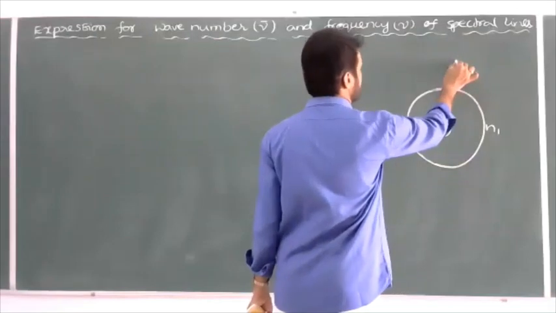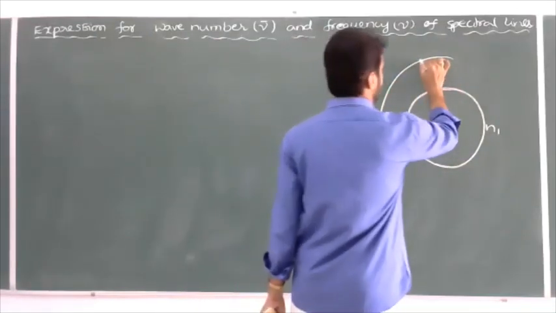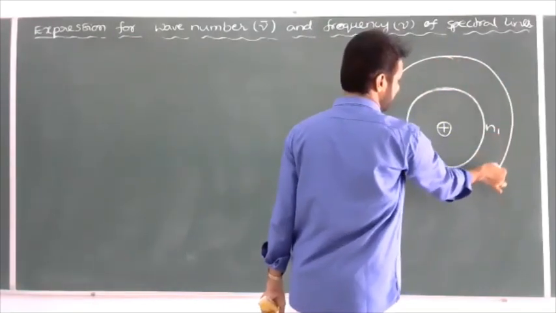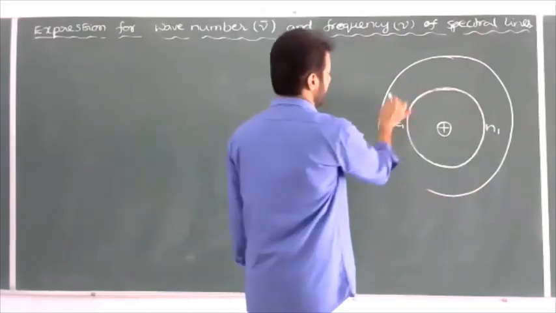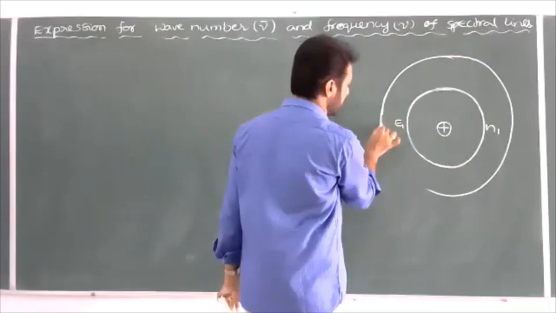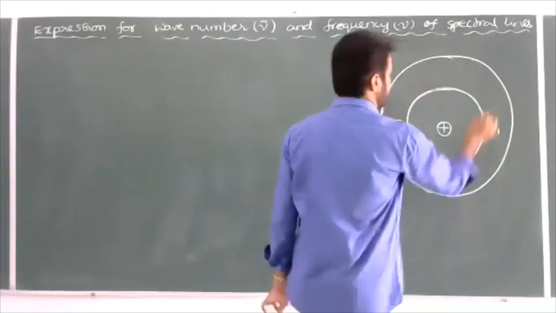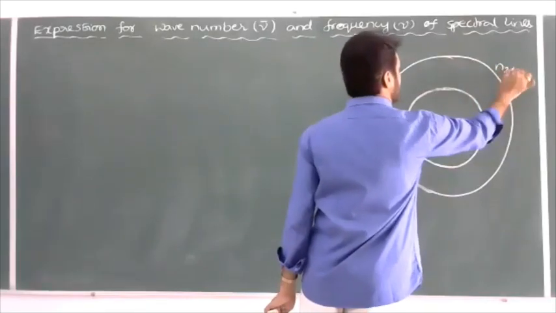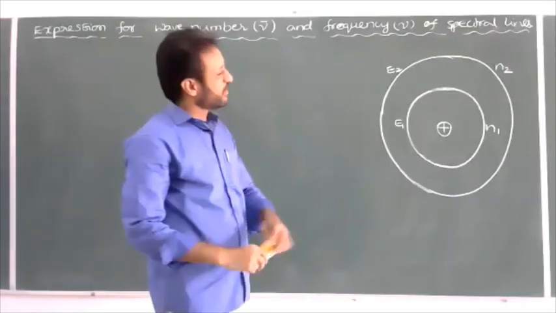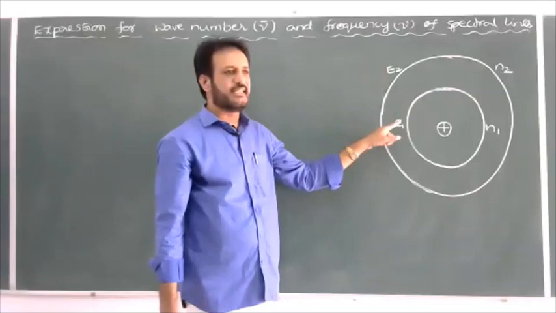One more higher orbit I'll take, having principal quantum number N2, and the energy of the electron in this higher orbit is E2. These are the two orbits. One is a lower energy orbit and the other is a higher energy orbit. E2 is greater than E1, you should write.